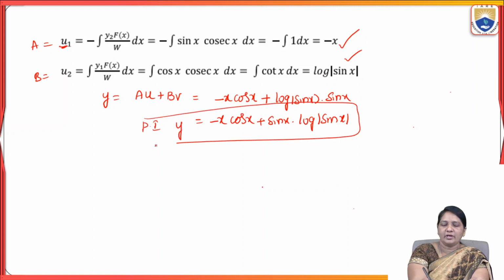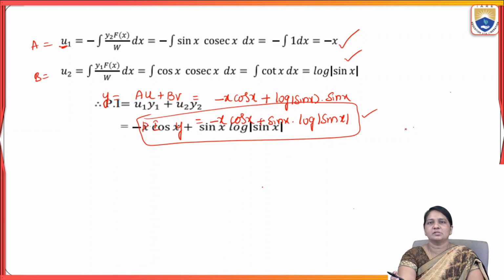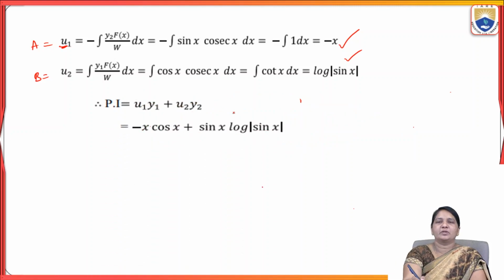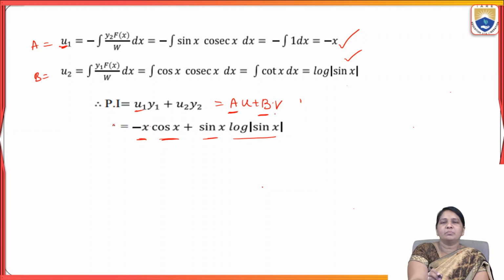Now I already calculated the complementary function. Now I know the particular integral. So I can write the complete solution. You can observe this, what I told you, the same thing we are having here. Particular integral equal to u1 y1 plus u2 y2, otherwise a into u plus b into v. So what is the a value or u1 value? That is minus x. So minus x, u is cos x, plus the b value, otherwise u2 value, is log sin x, into the v value, which is sin x. This is our particular integral.